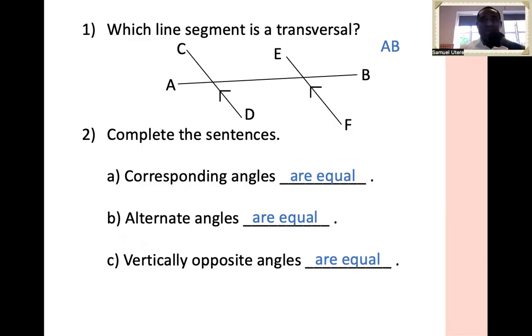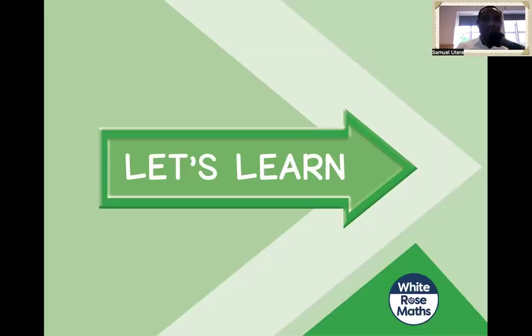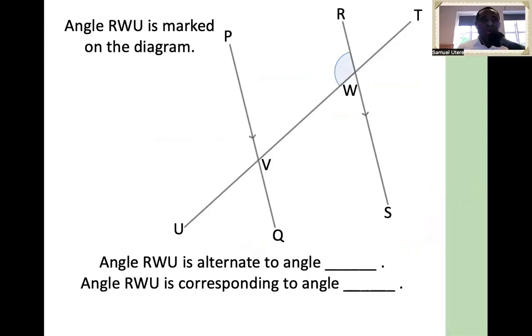Let's do some new learning for today's lesson. Angle RWU is marked. So this is our first example. Our angle RWU is marked on the diagram, and you can see it here. By now, you know how to read angles. You know that the middle letter tells you the location of the angle. So angle RWU, it's this angle here, RWU.